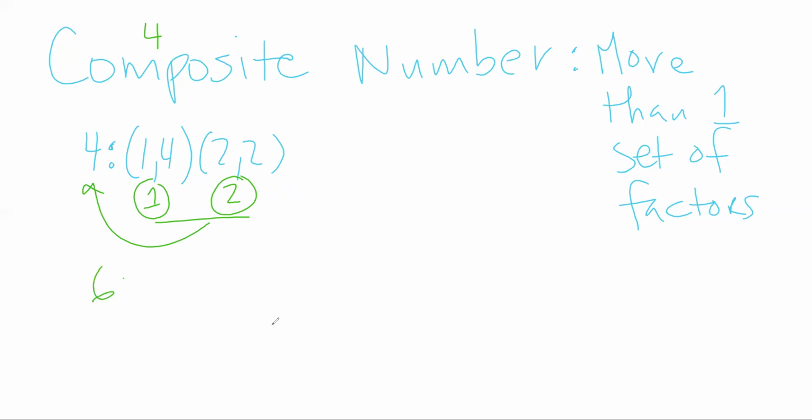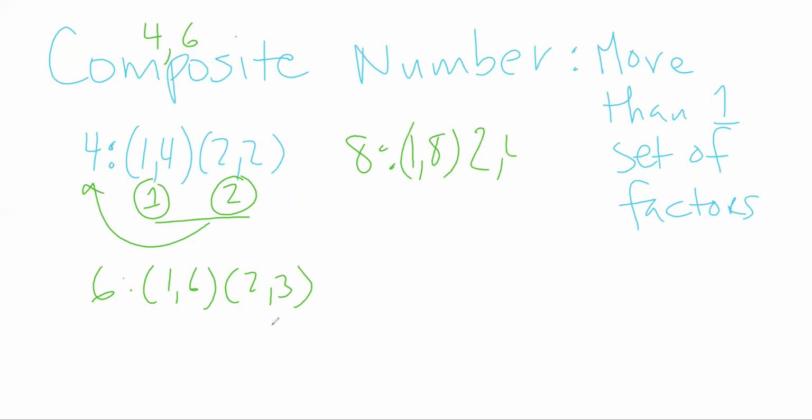What else? 6. 1 times 6 equals 6. 2 times 3 equals 6. Well, that makes 6 composite, right? Oh, 8. Okay. Let's see. 1 times 8. 2 times 4. And now, one thing, as I was saying with the prime numbers and odd, is that the reality is even numbers, not all of them, right? But 99% of even numbers are composite, because again, we know that if a number is even, it always has a factor of 2.